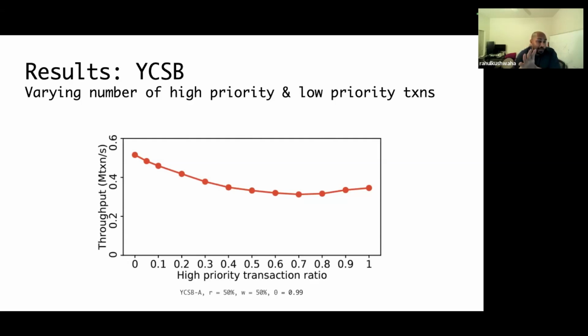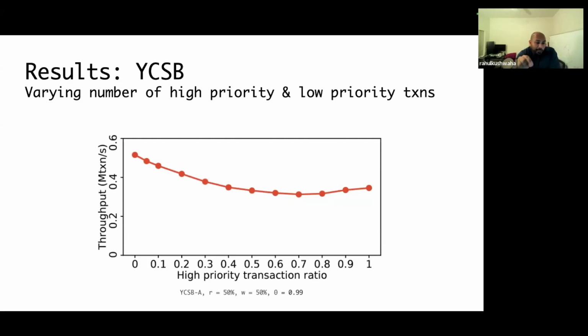So Polaris and Silo are exactly the same when you have all transactions at priority 0, essentially behaving like optimistic concurrency control. When we introduce a little bit of higher priority transactions, like 5%, the throughput drops by 6%. And the U curve has its lowest point when 70% of the transactions are high priority.